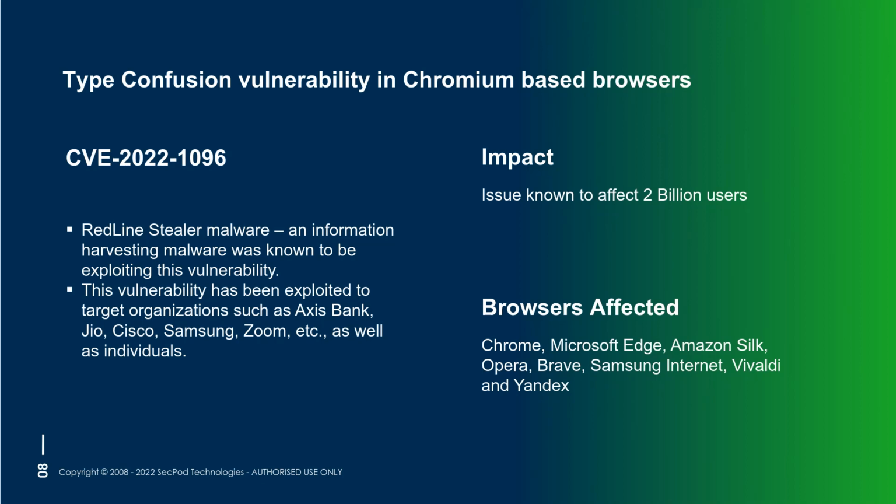Along with the information that was revealed was that this particular vulnerability had already gained its foothold on organizations such as Axis Bank, Jio, Cisco, Samsung, Zoom. From the dark web logs, it could be identified that all of these are actually being exploited even before the patch is made available.